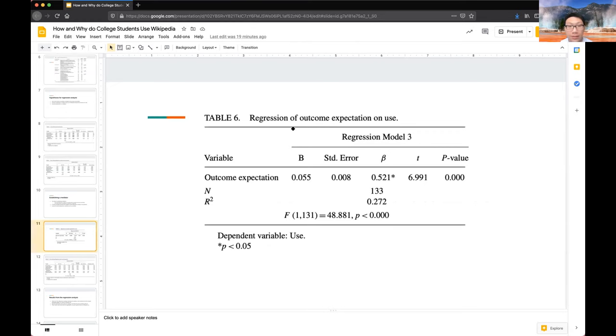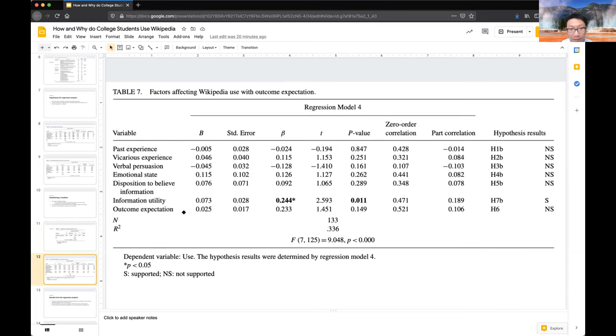So they did two regressions to demonstrate that. The first one, as you can see here, is only the correlation between outcome expectation, which they thought of as the mediator, and the use, which is the eventual dependent variable. And as you can see here, they are significantly correlated. But when we include all of the initial independent variables as control, the last line here, the outcome expectation, which they hypothesized to be the mediator, is now not significantly correlated. What's also interesting is that when we include all of the independent variables as well as the mediator as an independent variable itself, only information utility is now a significant predictor. Everything else, the effect just disappeared.